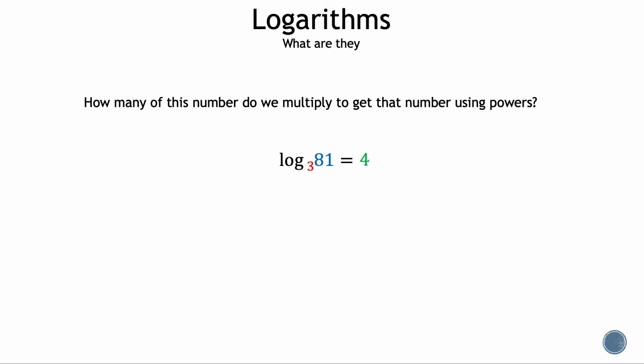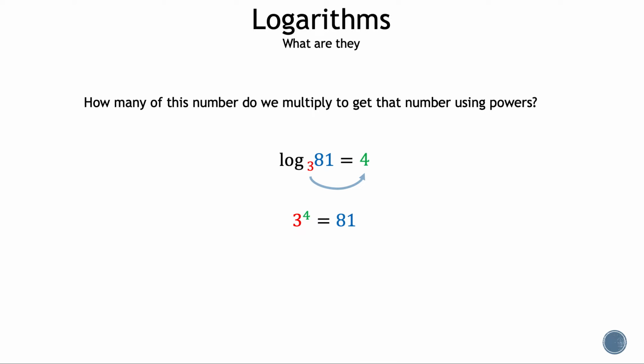In this example, we are given a logarithm, and we want to convert it to an exponential. So let's read the question again. How many of this number, 3, do we multiply to get that number, 81, using powers? So let's answer the question. One way is to draw an arrow from the base, which is 3 in this case, to the output or answer of the log, which is 4. Now we can write down 3 to the 4 and set it equal to 81.